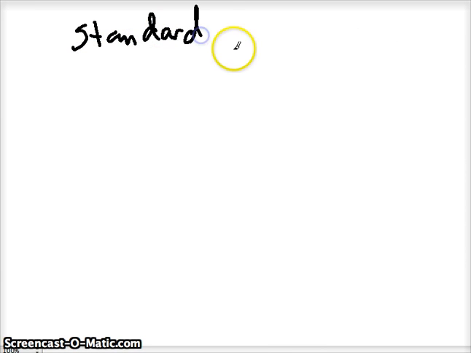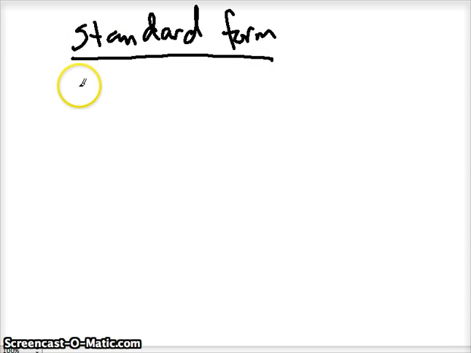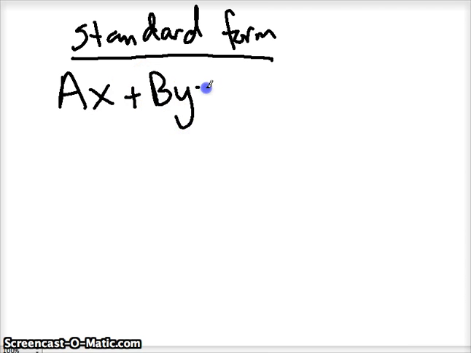I guess we could just use this. Standard form. Standard form looks like this. And if you want to see an example with real numbers, they replace the A, the B, and the C. So here's a real example right here.